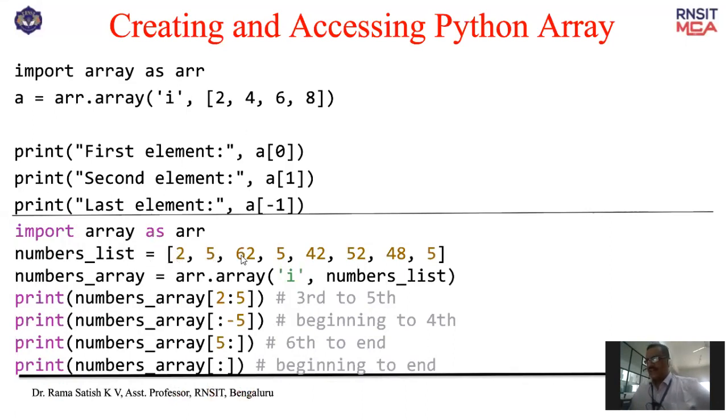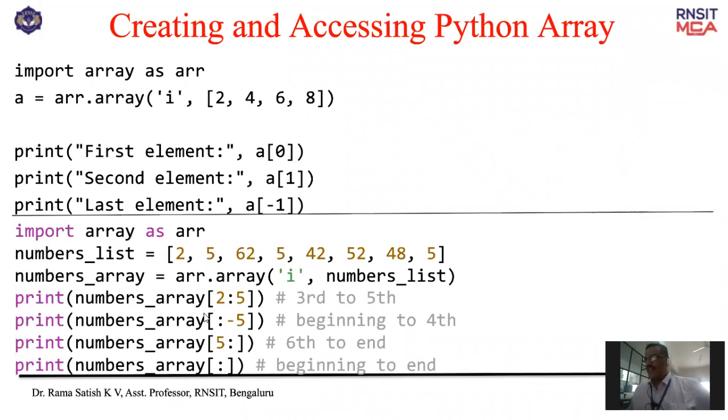Array we are creating 2, 5, 62, something like that. We are creating a list, and from the list you are creating an array. So this is a normal list, and from the list you can create an array. See what a good combination.